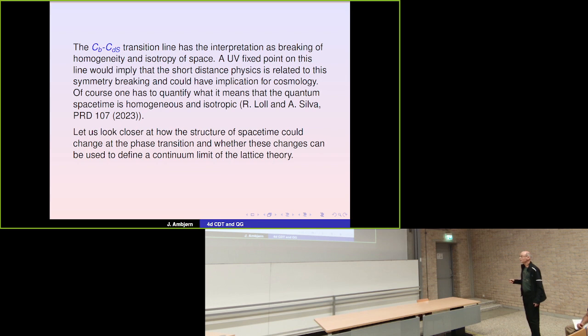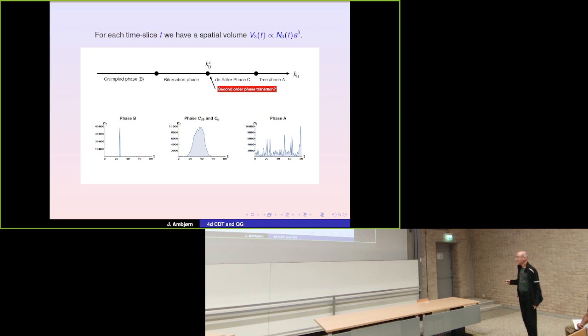Of course, one should really define what it means to be homogeneous and isotropic in a quantum space-time. So Loll and Silva have actually discussed this recently. I have no time to go into this. But let us take a short look at the structure of the geometries that we see in the computer. So I've dropped here the delta for clarity and just the bare coupling constant K0, which is formally proportional to 1 over G, the gravitational coupling constant.